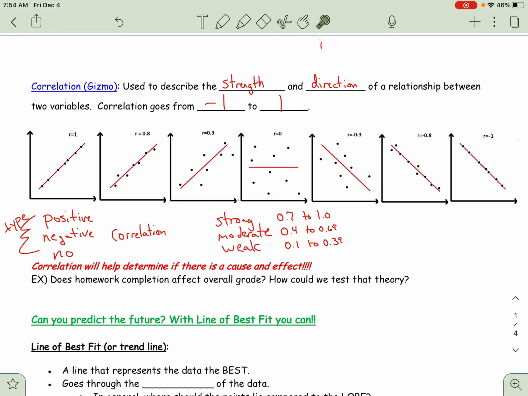So let me get logged in here to Canvas. Sorry, in the background, I'm going to do something at the same time here.